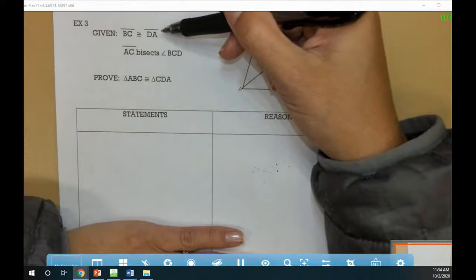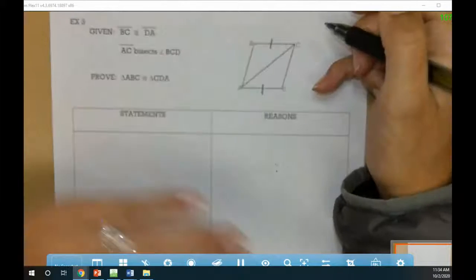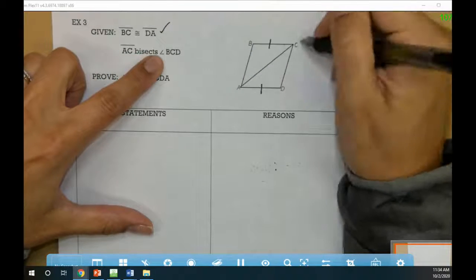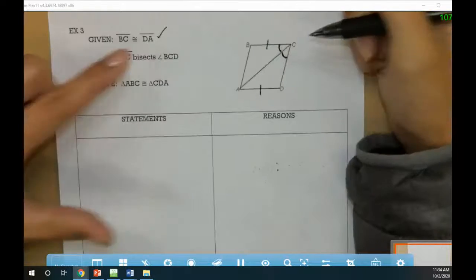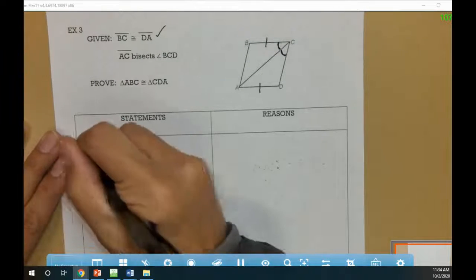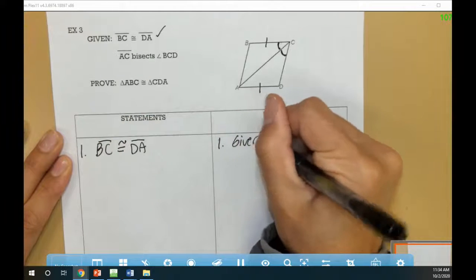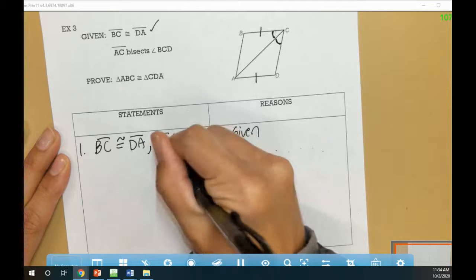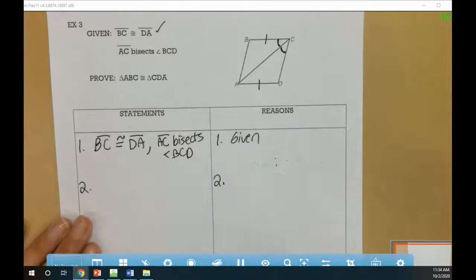Okay, example 3. Let's mark our diagram with our given information and start with step 1. BC is congruent to DA, so mark those segments. And segment AC bisects angle BCD. So the angle's been bisected. So I'm going to go ahead and mark congruent parts. Okay, so you list your given information, your reasons it was given to you.